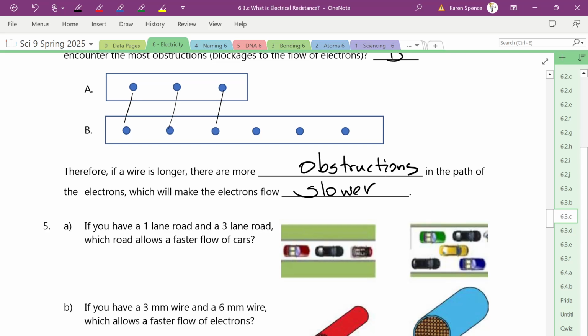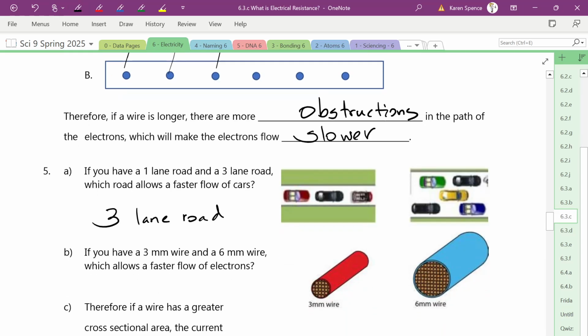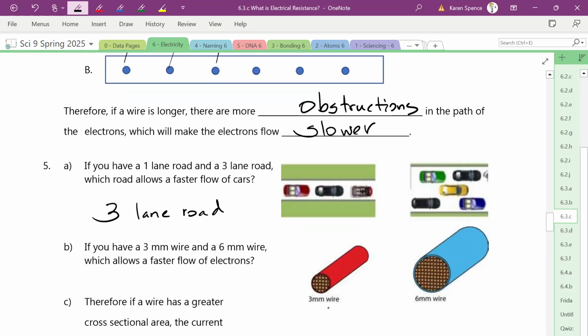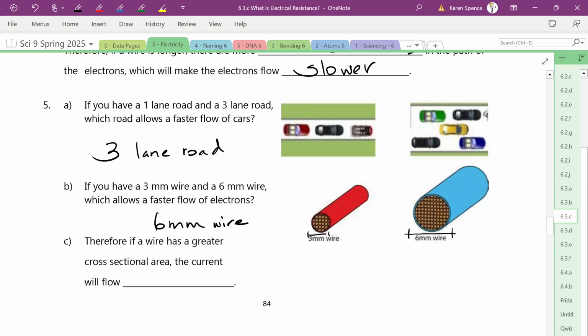If you have a 1-lane road or 3-lane road, which road allows the faster flow of cars? 3-lane road. If you have a 3-millimeter wire or a 6-millimeter wire, which will allow a faster flow of electrons? 6-millimeter wire. Therefore, if a wire has a greater cross-sectional area, the current will flow faster. Excellent.